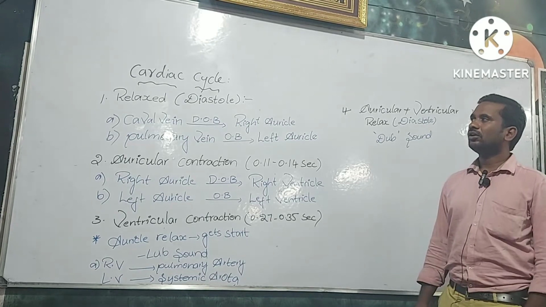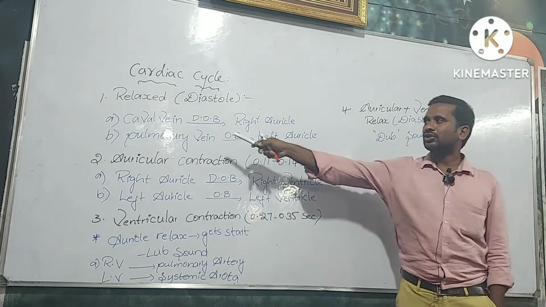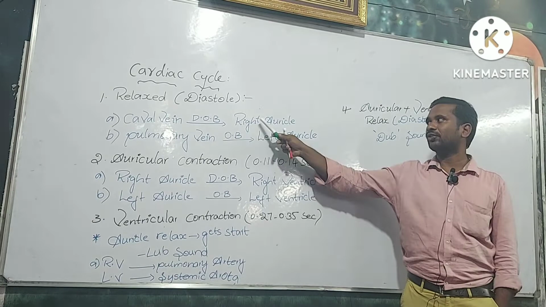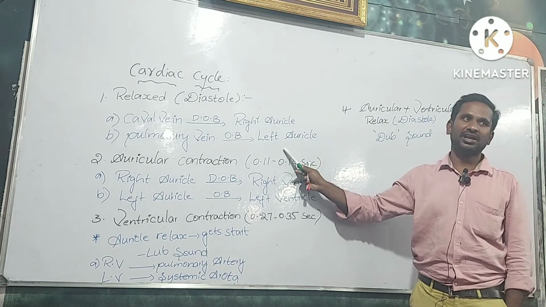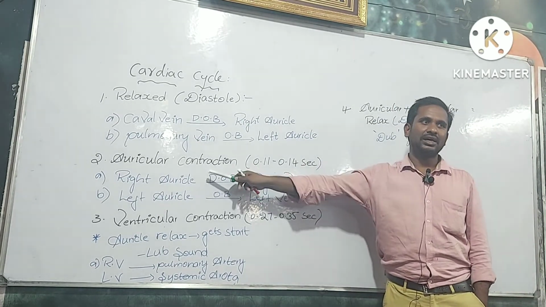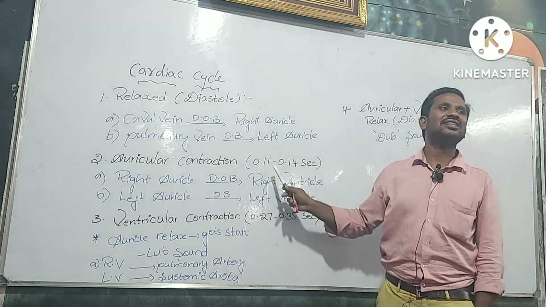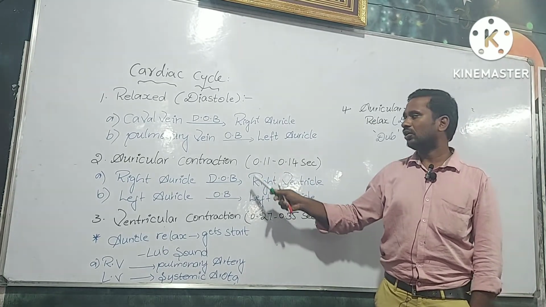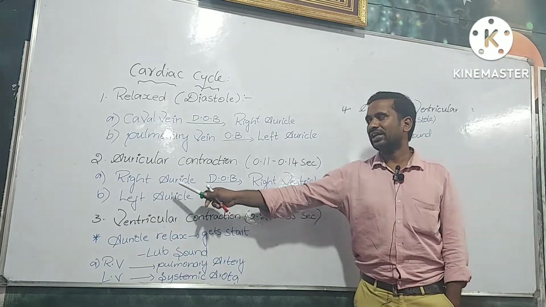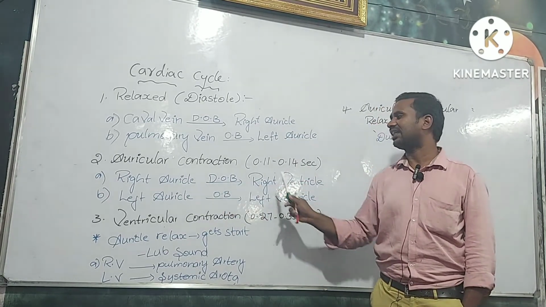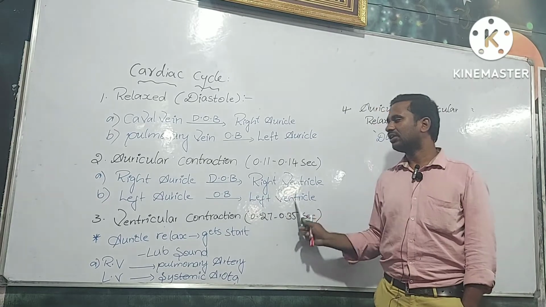See once again, this is the cardiac cycle. If you observe the relaxed position, all the chambers are relaxed. So the caval vein collects deoxygenated blood from the body to the right auricle, and the pulmonary vein collects oxygenated blood from the lungs to the left auricle. The next second step is auricular contraction or auricular systole, with a duration of 0.11 to 0.14 seconds. Here the deoxygenated blood moves from the right auricle to the right ventricle, and from the left auricle to the left ventricle.